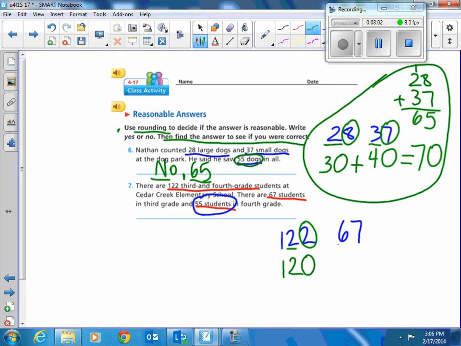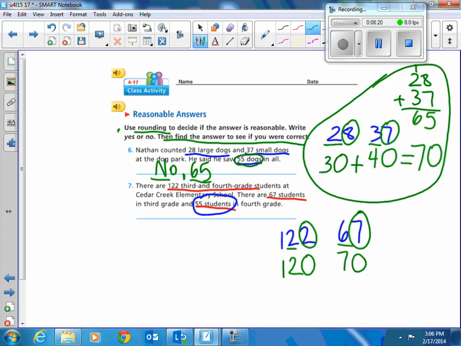Then I have 67. Underline the tens place, circle the ones. Does that 7 tell me to round up or stay the same? Well, it's 7, so it's above 5, so that tells me to round up. So my 6 is going to change to 7, and then I just add my 0.